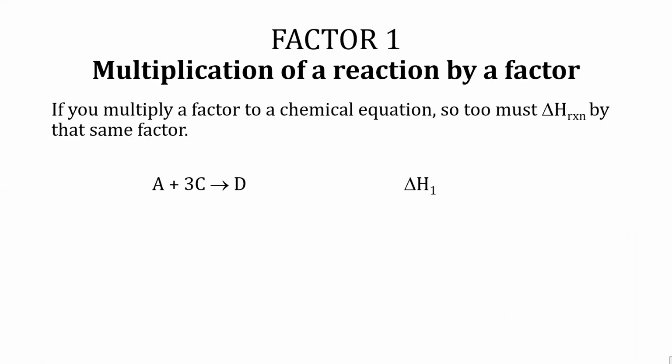If you multiply a factor to a chemical equation, so too must delta H reaction by that same factor. A plus 3C forms D, delta H1. If 1 multiplies by 2, then 2A plus 6C forms 2D, delta H2 equals 2 times delta H1.